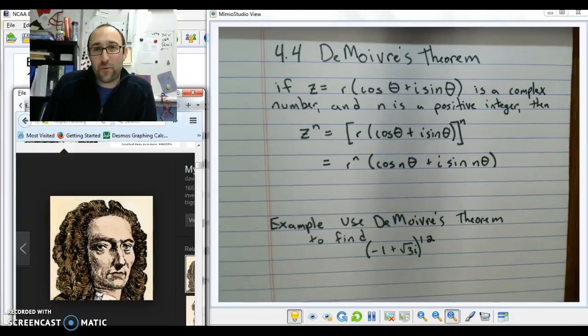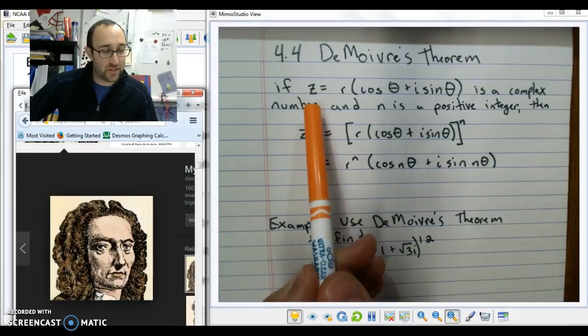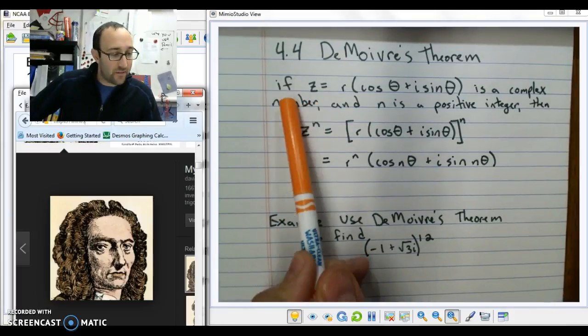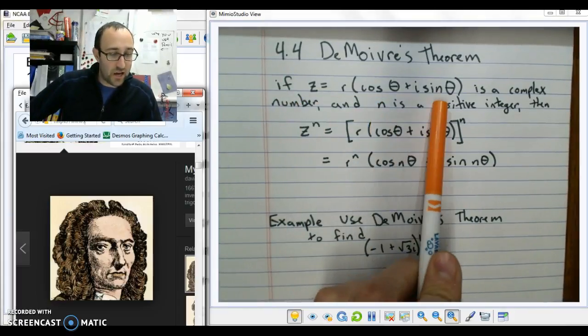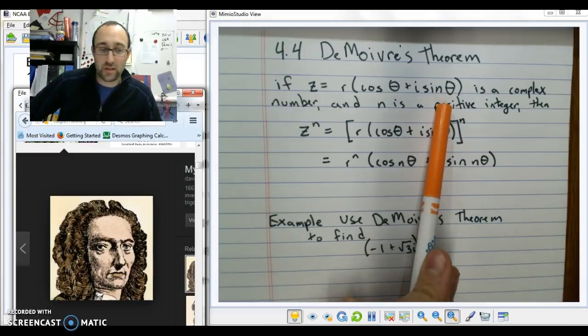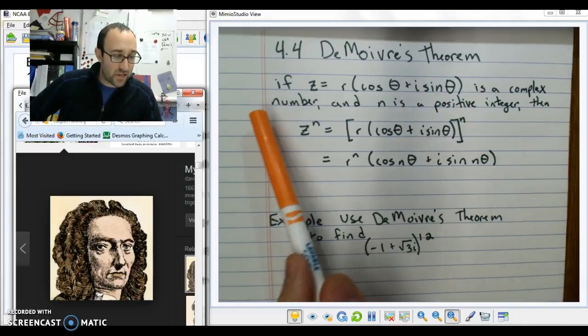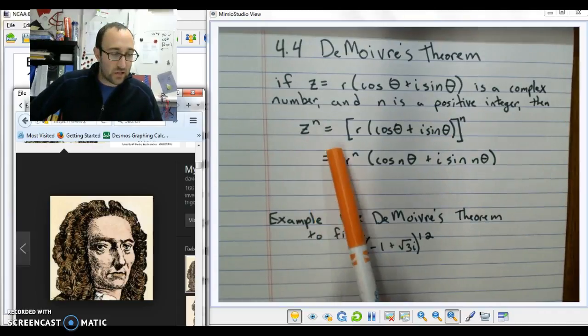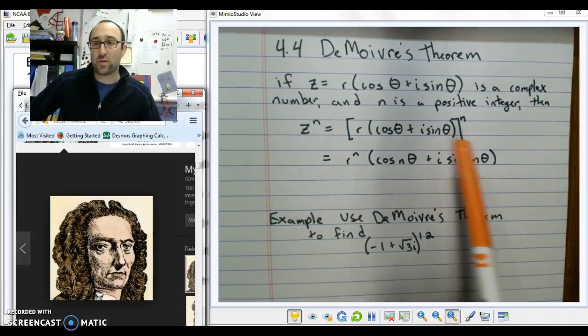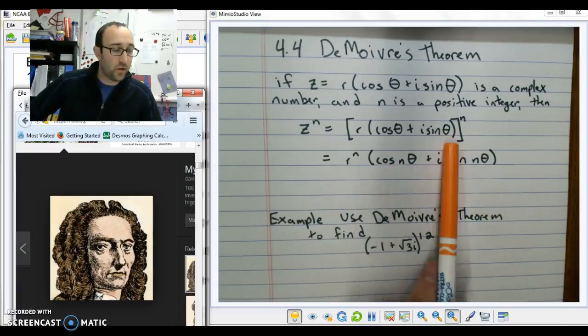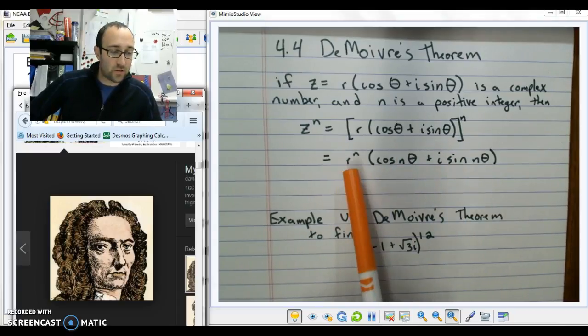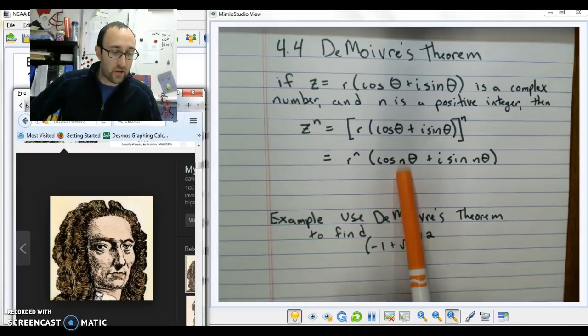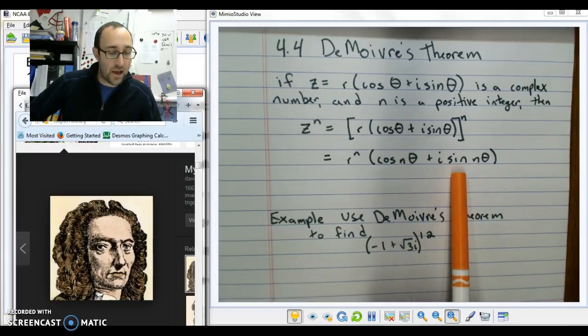Hey everyone, welcome to 4.4, which is de Moivre's theorem. And here's de Moivre's theorem in case you haven't written it down yet. If z equals r cosine theta plus i sine theta, that's just a complex number in trig form. If n is a positive integer, then z to the n is going to equal that whole thing to the n, which, if we distribute the n to everything in it, is r to the n cosine n theta plus i sine n theta.